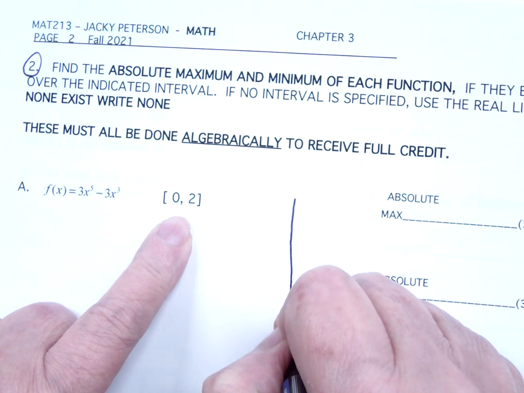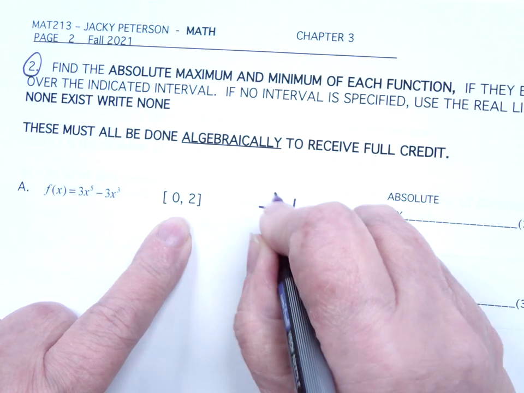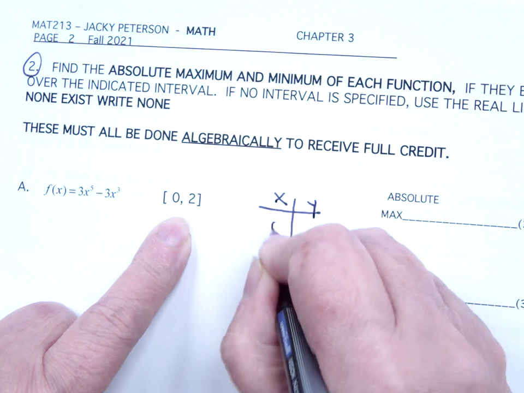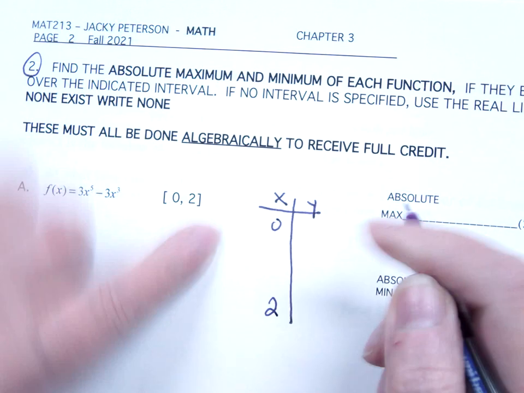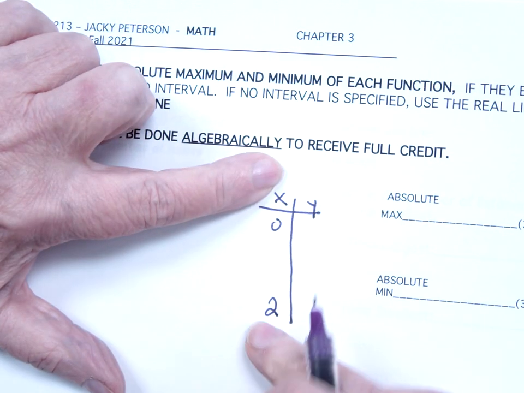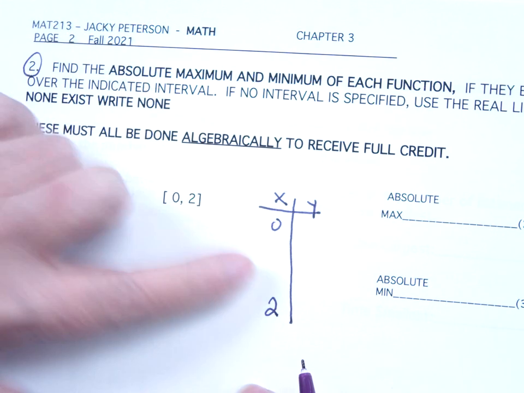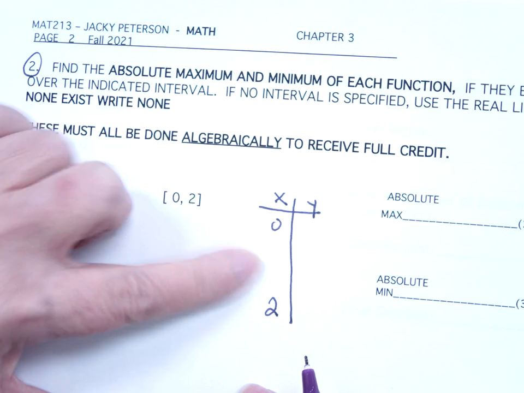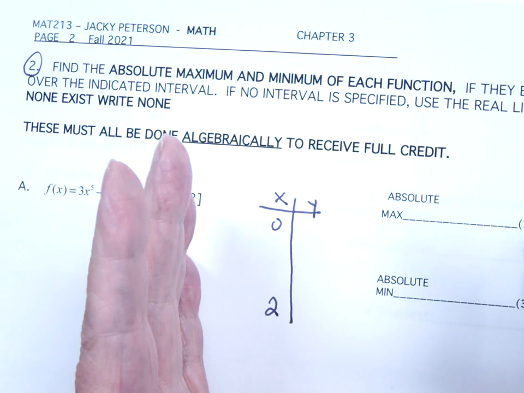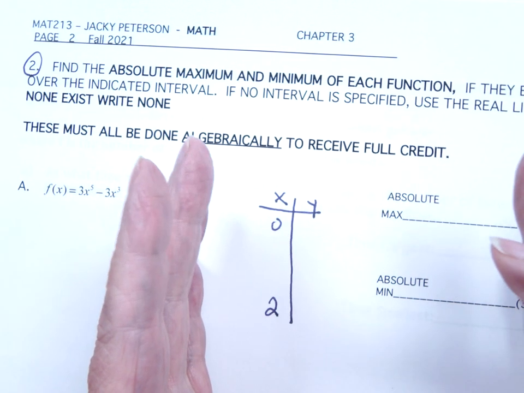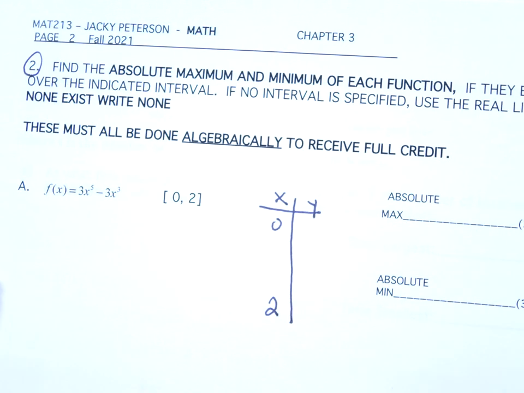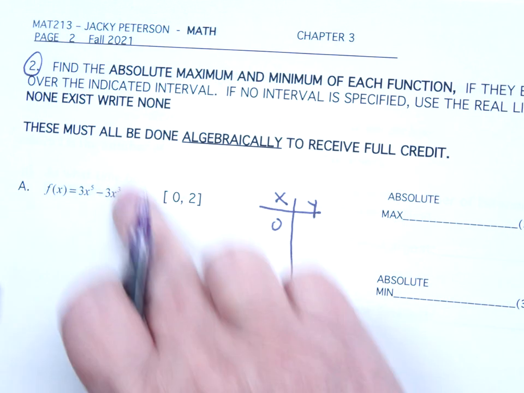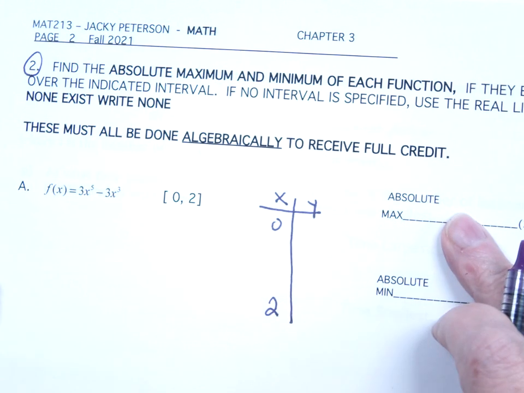So the first thing I want to do is draw my T-bar chart, because I don't care what's happening outside of 0. I don't care what's happening outside of 2. I'm only interested in what's happening in between. So this puts a constraint on me from the get-go. Then I want to see, do I have any hills or valleys? That means, do I have a maximum or a minimum in between?